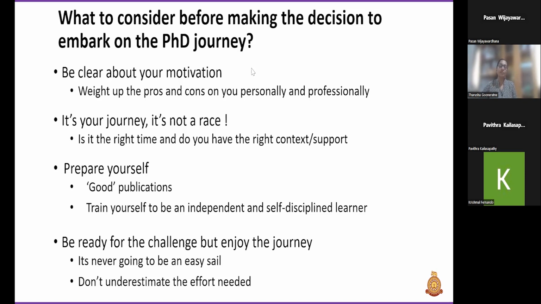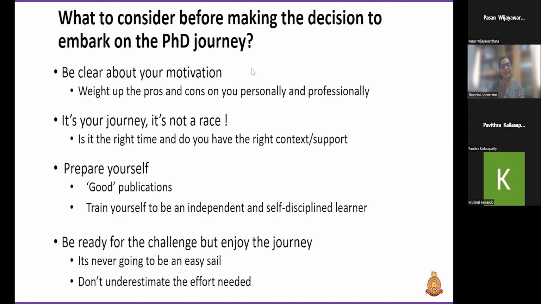Prepare yourself. You know, I think Pavithra Miss really talked about it. You need to take time to develop the research proposal. So while you need to take time to develop the research proposal, before you make a decision, you have to see, okay, I'm trying to go for a PhD. Do I have the necessary attributes, necessary skills? Am I really ready? One is in terms of publications. Now, some of you have already completed masters.